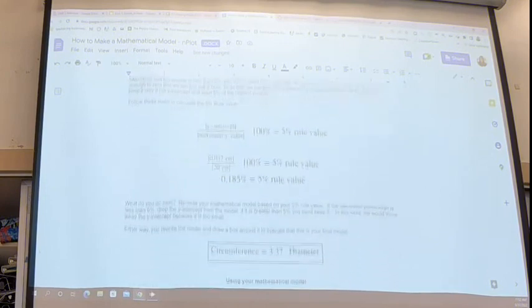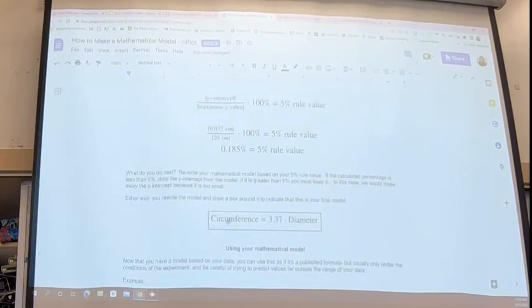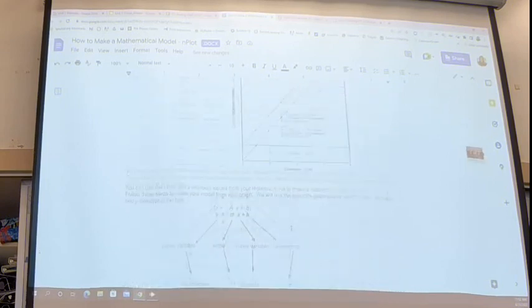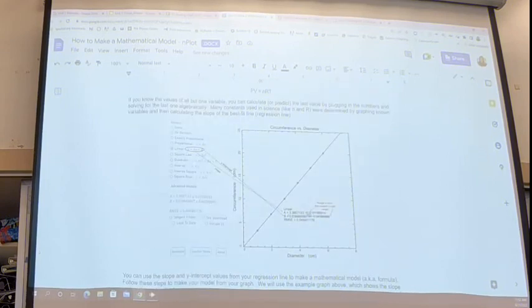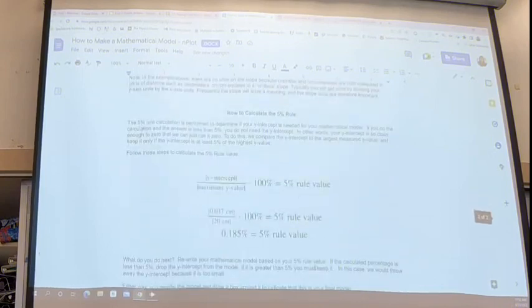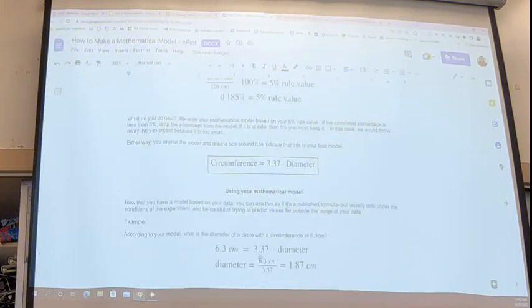So your final equation is circumference equals your slope, which was just given to you up here. The slope is A. In your worksheet, it'll tell you the slope is this. And then times your x variable, which is diameter, and then your y-intercept is just dropped.